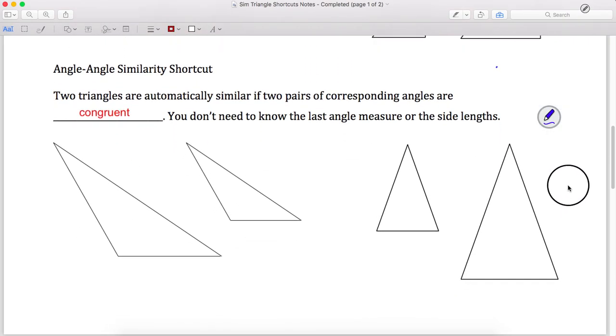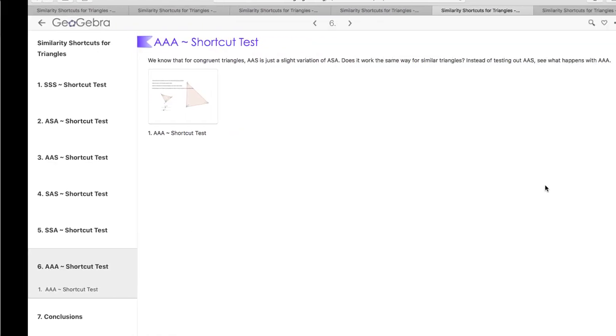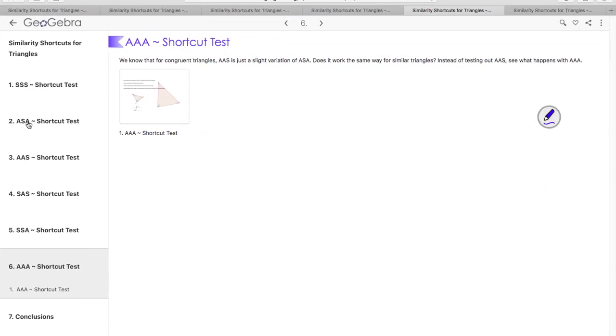Okay, there we go. Next up was the angle-angle similarity shortcut. And again, we don't need angle, side, angle, or angle, angle, side. When it comes to these two, the side is really pretty pointless because what we realized down here at the very end was that just 2 of the angles was enough.